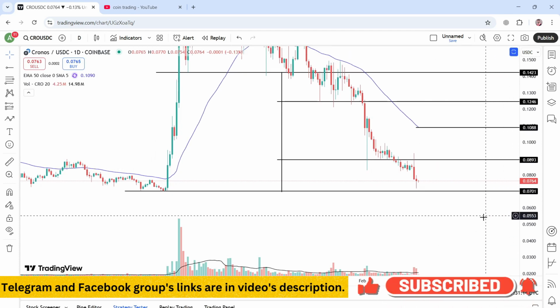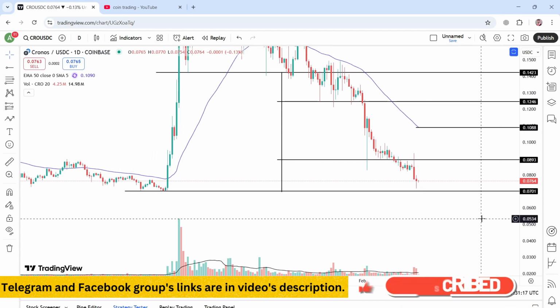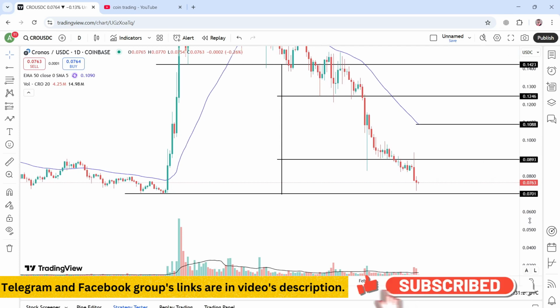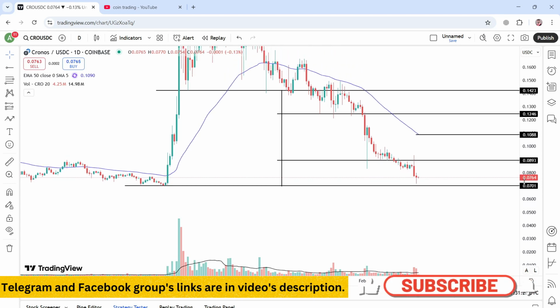So if you have bought this coin at higher rates and now you are stuck into this coin, this coin might give you a chance to exit from it, and that exit point is at 0.1088. So as this coin is moving in its downtrend, I will not recommend you guys to go for buying into this coin until it is confirmed that this coin has started its uptrend.